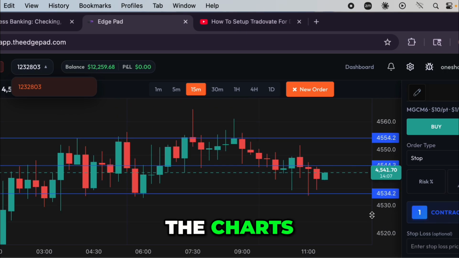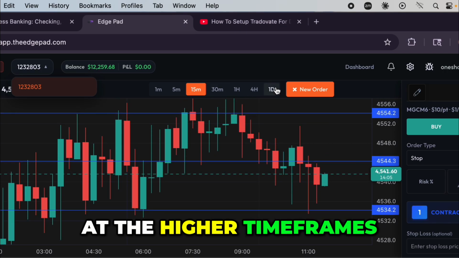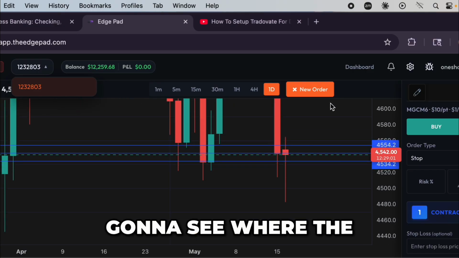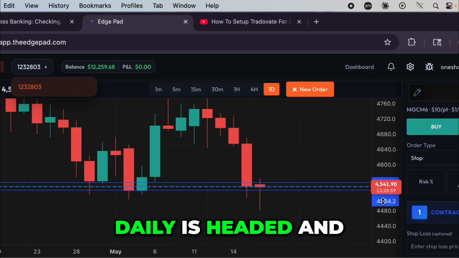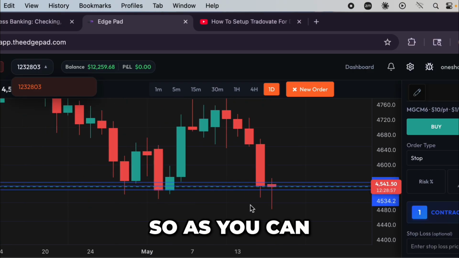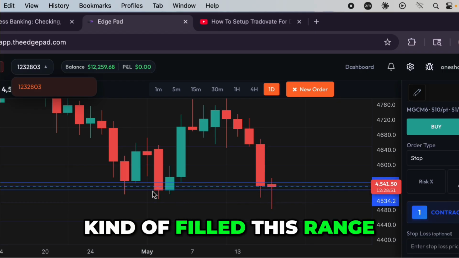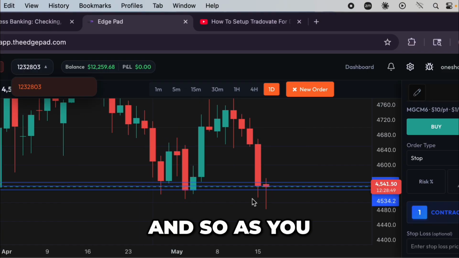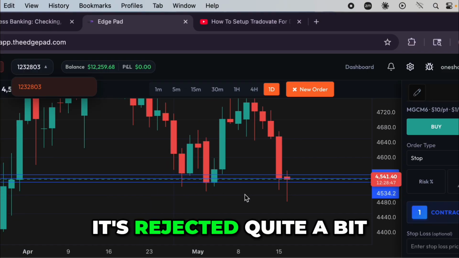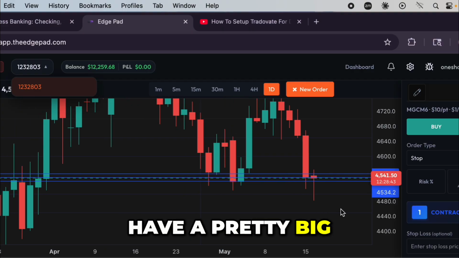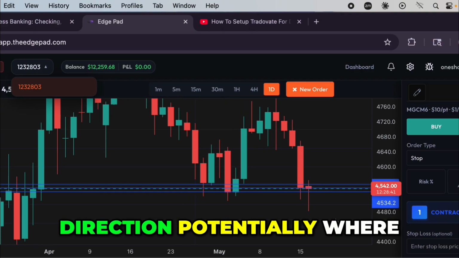When I get to the charts, I'm always first starting at the higher time frames. So when I come here, I'm going to look at the daily and see where the daily is headed and what it's been doing. As you can see here, the previous day, last week, it closed super bearish. Kind of filled this range. And as you can see here, it's rejected quite a bit. So this daily candle is most likely going to have a pretty big direction potentially where price will go.